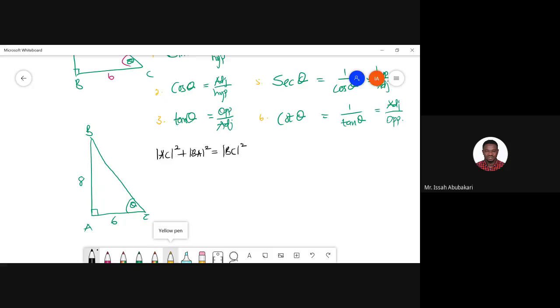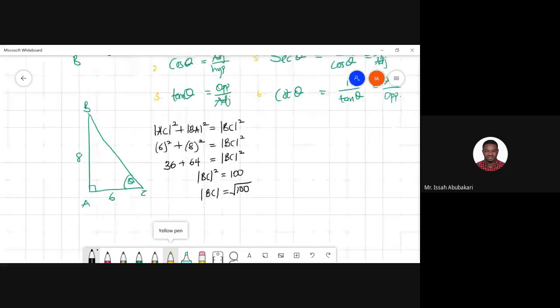Now, we know our AC, we know our BA. So let's write them. AC is 6 squared plus BA is 8 squared. But we don't know what? BC. And our BC is the hypotenuse. So let's solve for that. This will give us 36 plus 64 should be equal to BC squared. So our BC squared should be equal to 36 plus 64, which gives us 100. So the length of BC is equal to the square root of 100, because we take the square root of both sides.